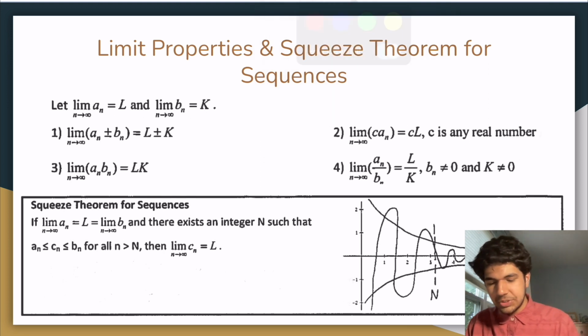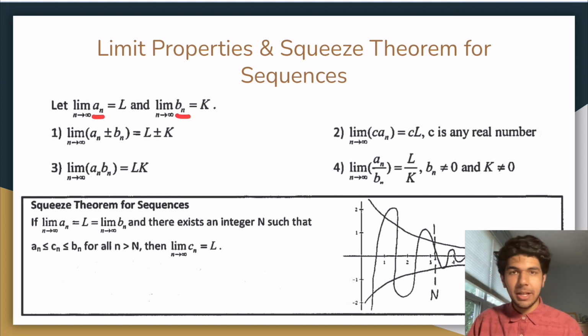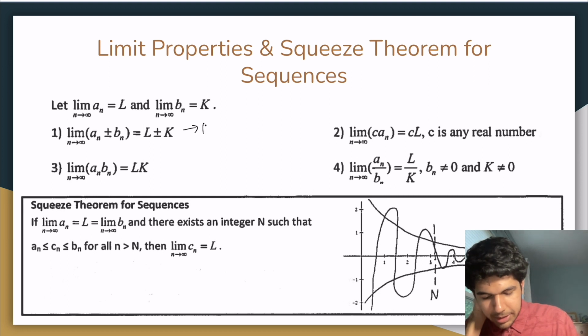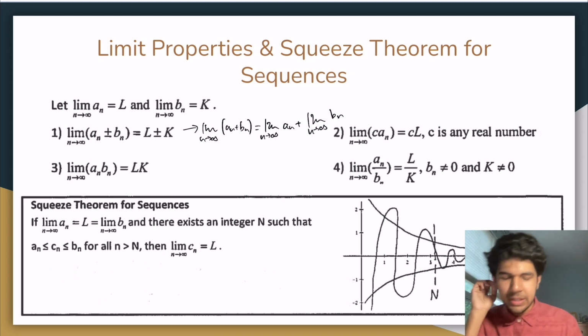So suppose we have two sequences, a sub n and b sub n, and let's say their limits are L and K. Then the limit of the sum of the sequences is L plus or minus K. So what that's saying is that the limit as n approaches infinity of a sub n plus b sub n is equal to the limit as n goes to infinity of a sub n plus the limit as n approaches infinity of b sub n. So the limit sort of distributes.